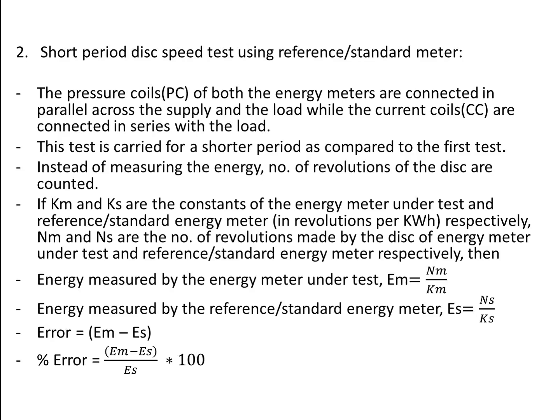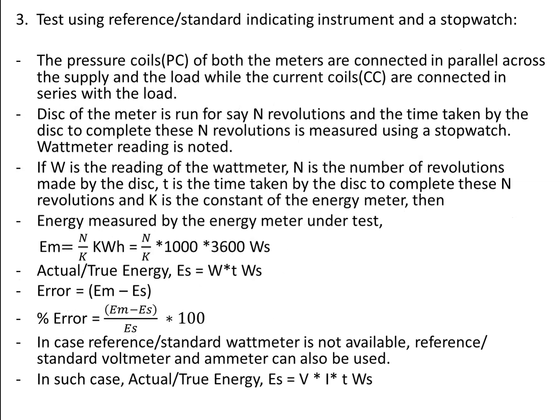So error will be equal to Em minus Es. Percentage error will be equal to Em minus Es whole divided by Es multiplied by 100. We shall move to the third method.